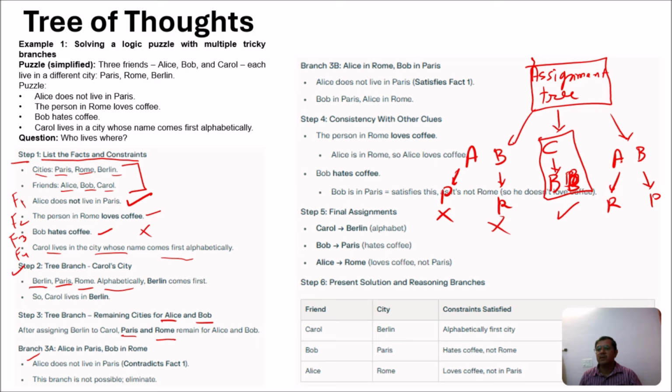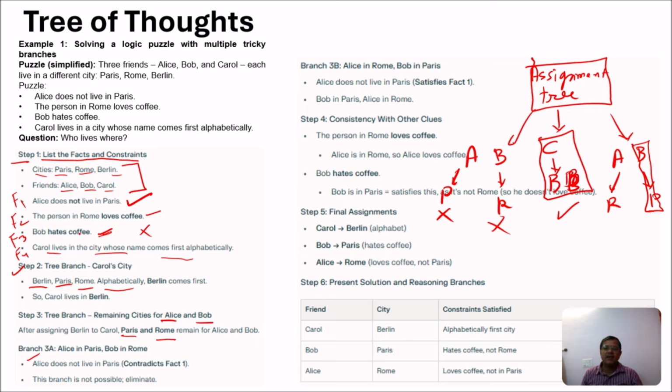Now we will go with this branch: Alice lives in Rome and Bob lives in Paris. Is it possible? Let us check. Bob hates coffee, but there is no information about whether the person living in Paris loves or hates coffee. So it is possible to assign this. Bob lives in Paris, and similarly, Alice in Rome.